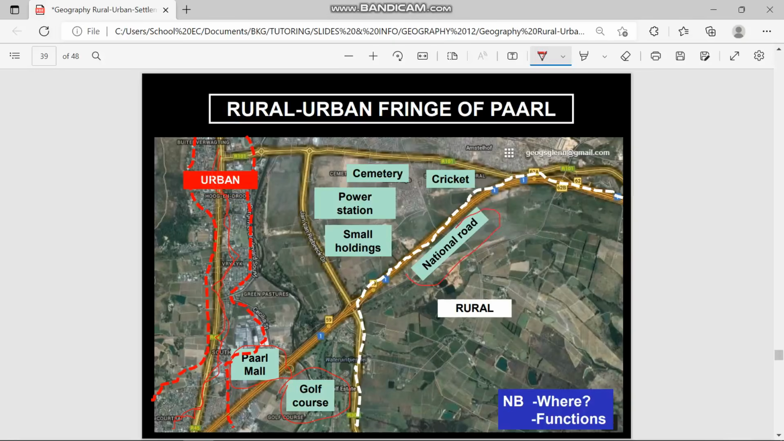National road becomes bigger now. Your N2 maybe, or your N1 or your N4. Any kind of national road. Small holdings, a power station, maybe an ESCOM. Cemeteries, cricket field. These are the rural areas. So this is the rural urban fringe of Gauteng. You can see that it is on the edges, far away from an urban area.